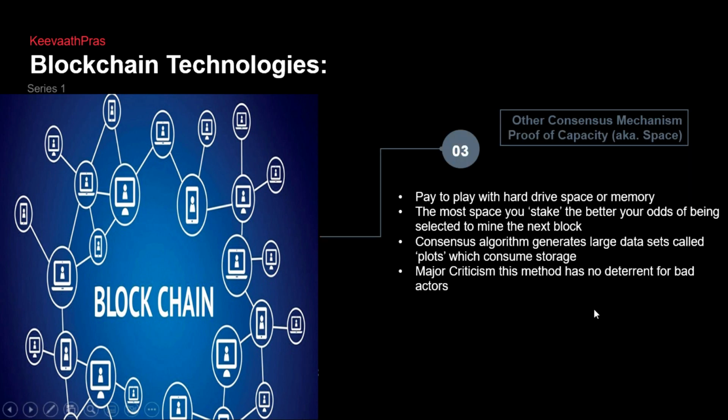Now what is proof of capacity? As we know, the space is the hardware space or the memory. The more space you have, the better the odds of being selected for the next block. The consensus algorithm generates large data sets called plots, which consume the storage. The major criticism is, what is the deterrent for the bad player? If you are not punished for your wrongdoing, it will only encourage you to do more. So where is the deterrent?